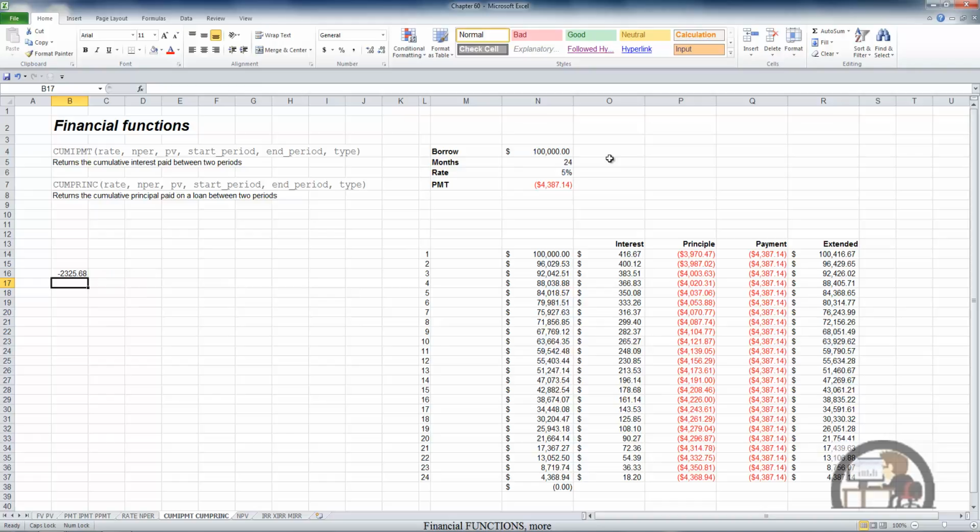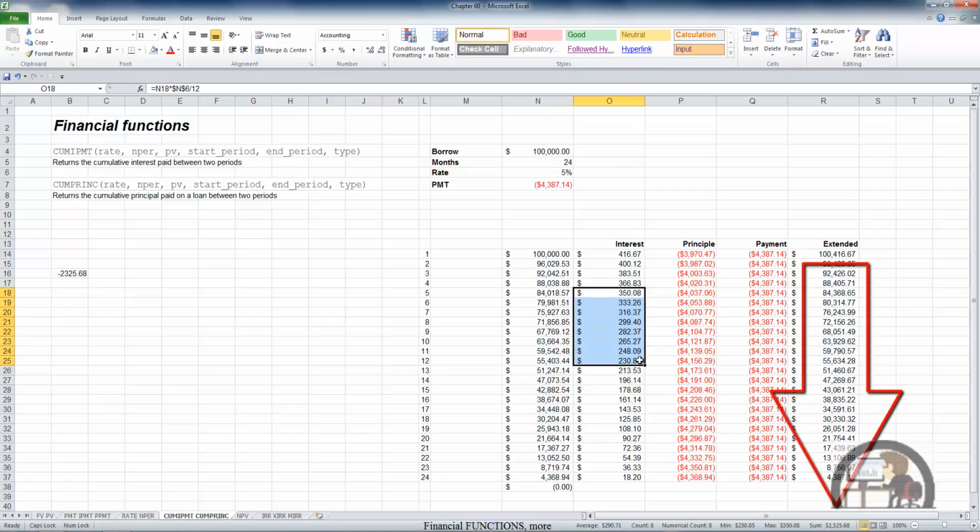Entering, I have an amount of interest incurred that accumulates to $2,325.68 for the payments between the 5th period and the 12th period. And looking down at the status bar, which gives me the sum of the selected cells, I see that exact value.